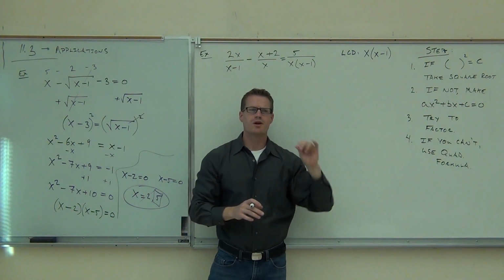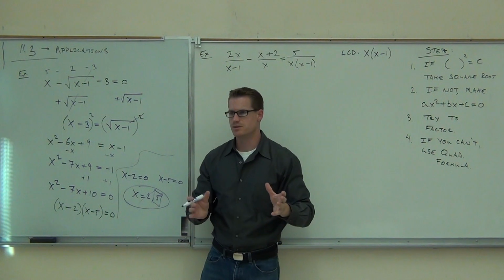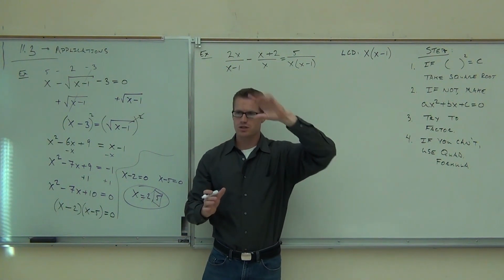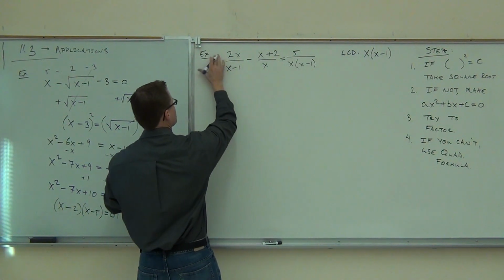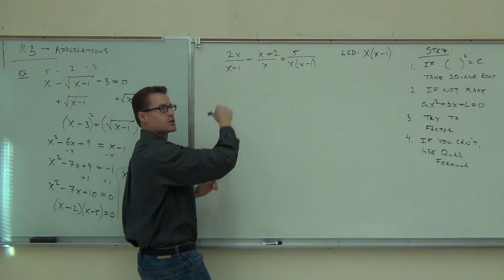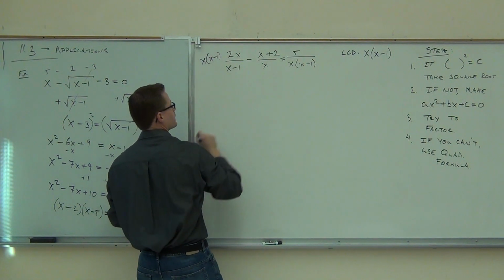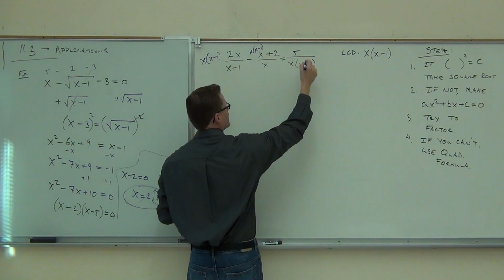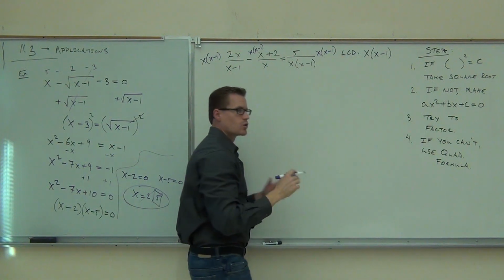What do you do with that LCD? Do you find a common denominator or eliminate denominators? Eliminate. And how do you do that? Is this something over something or just the something? Just the something. We take the LCD, we multiply it on every single fraction. So here, x times x minus 1. And here, x times x minus 1. And here, x times x minus 1. And this is the cool part.